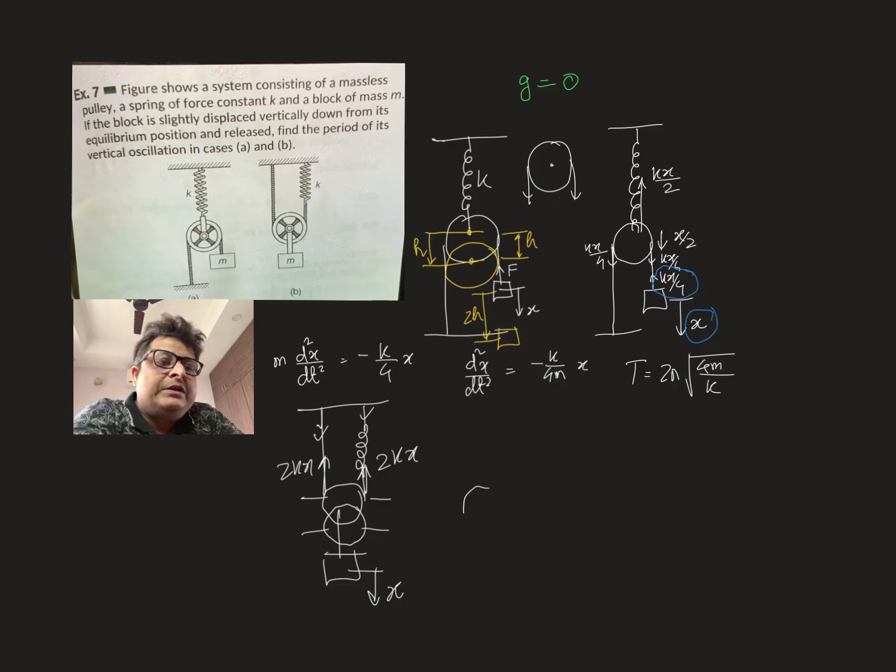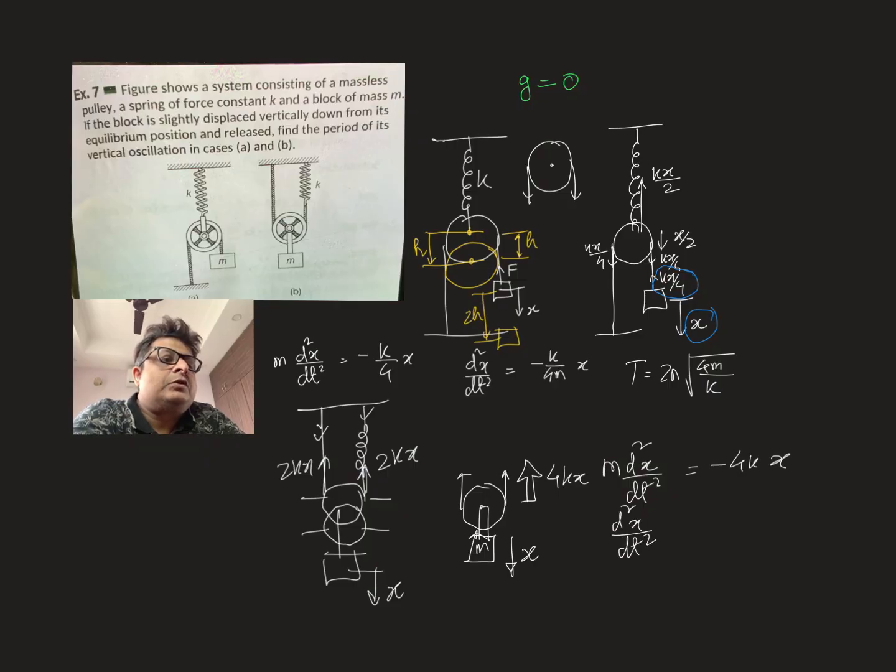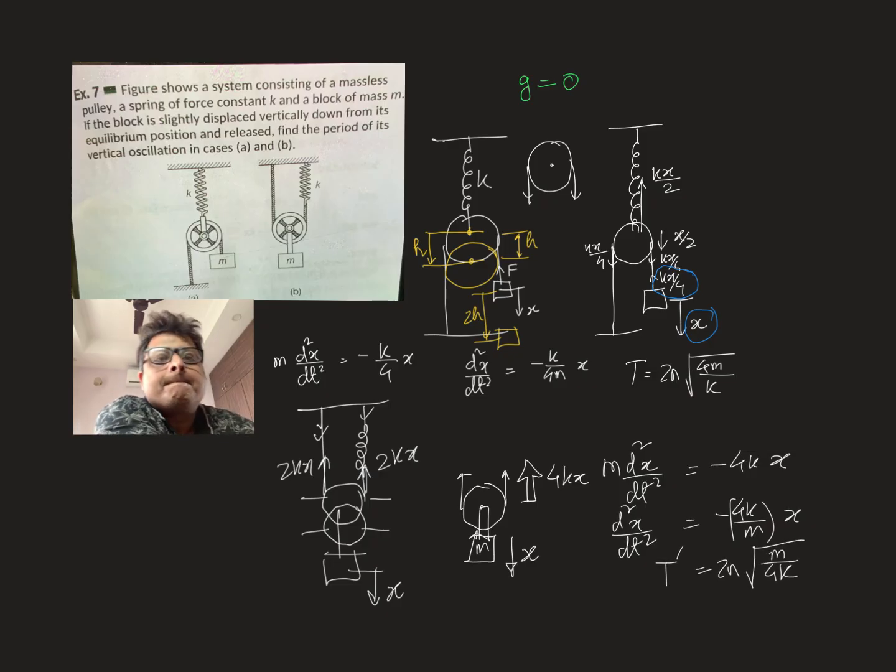If you take the whole of this pulley, the total force on this pulley is 4kx. That means the restoring force, and this pulley and this mass, take it as one system. As it goes down by x, 4kx. So I can write mass into acceleration is equal to minus 4kx. Therefore acceleration is minus 4k by m into x. So this time period T dash is 2 pi root over of m by 4k. Hopefully it explains the question.